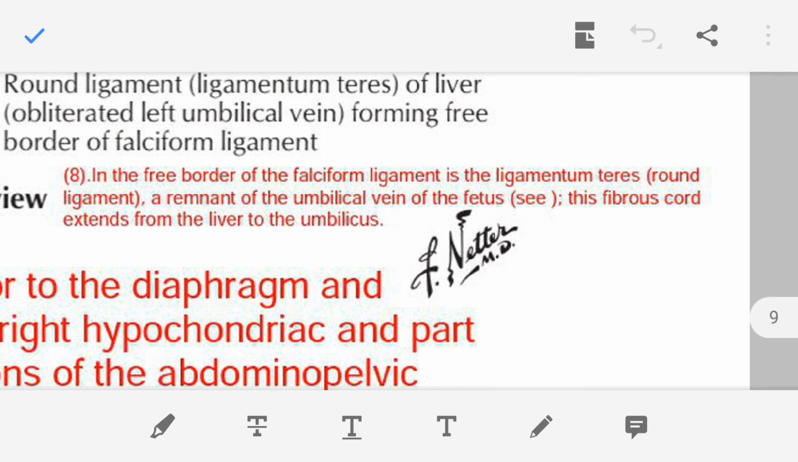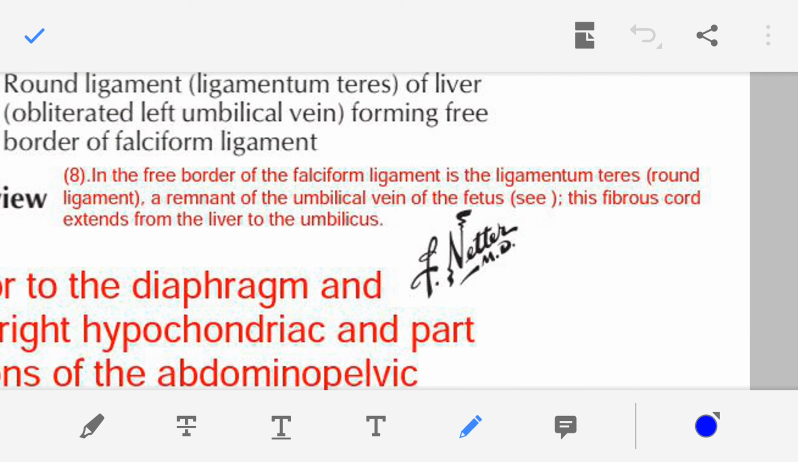Now, where is this round ligament present? In the free border of the falciform ligament, the round ligament is present. The free border of the falciform ligament is the ligamentum teres.